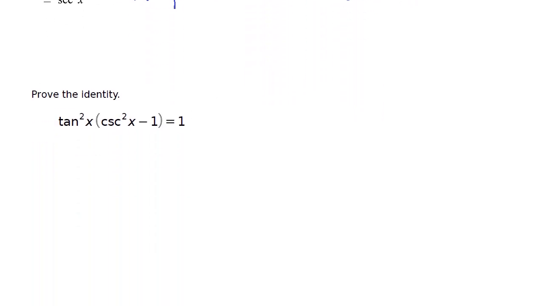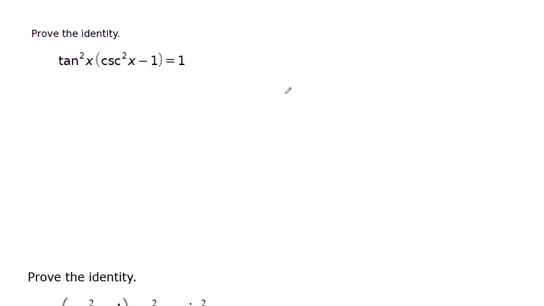And then the next step is when they don't give you the steps. So now you've got to come up with the steps and tell what the reason is. So we want to show tan squared x times cosecant squared x minus 1 will just give you 1. So let's start on the left-hand side here. Tan squared x. And then this cosecant squared x minus 1, I think we can use a Pythagorean identity on that.